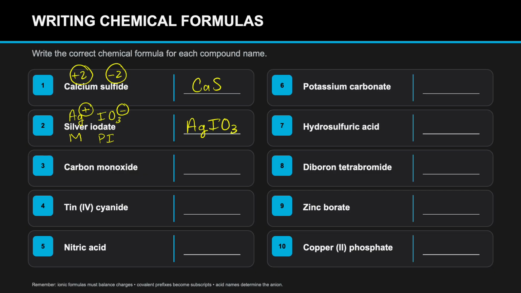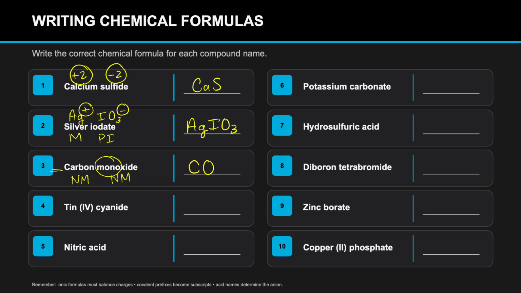Moving on to carbon monoxide. Carbon is a nonmetal. Oxygen is a nonmetal. We can tell this is covalent bonding because it has prefixes. So remember, we don't write the prefix for the first one, but we are assuming it. So we have one carbon and one oxygen.